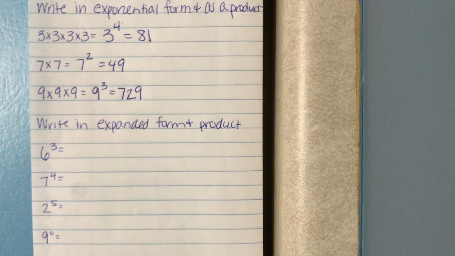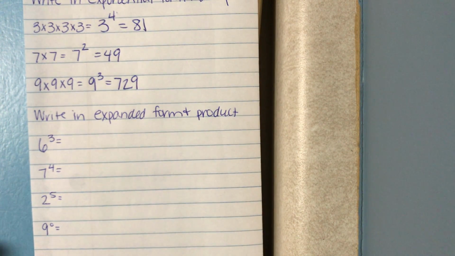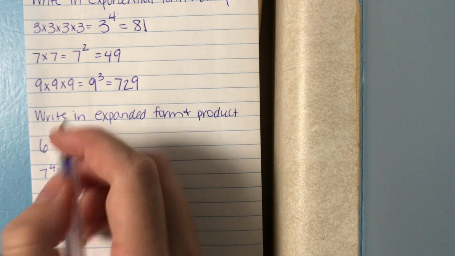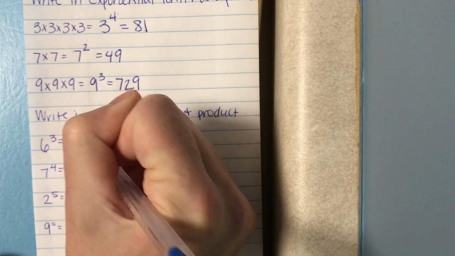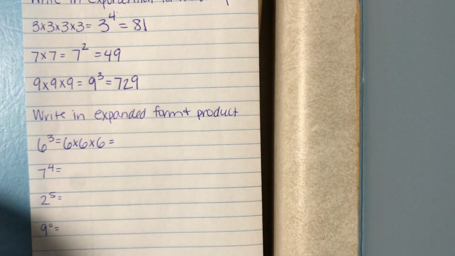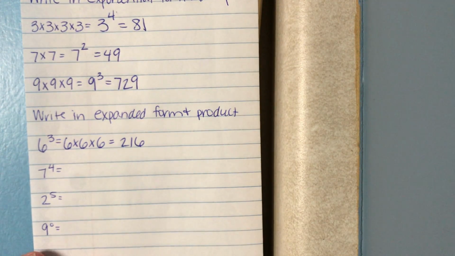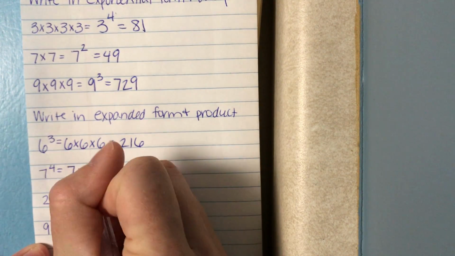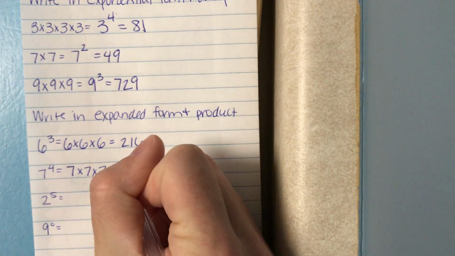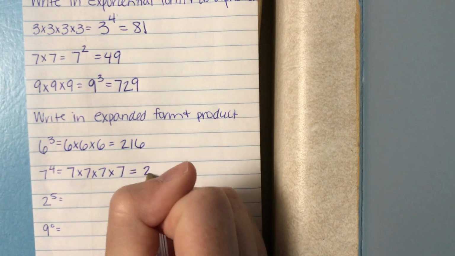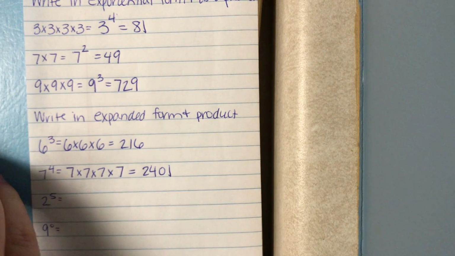Right, next part here says write in expanded form and the product. So expanded, I'm writing out, showing my work. So 6 to the 3rd power means I'm multiplying 6 3 times. And then to get my answer, I got 216. Next one, I'm writing 7 out 4 times. I'm just typing in my calculator like I showed you before, using that caret key.